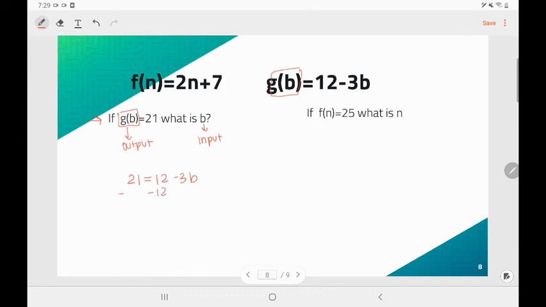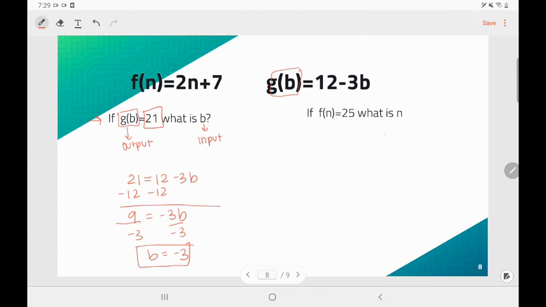So minus 12, 9 is equal to negative 3b divided by negative 3. b is equal to negative 3. So I just determined that if my input is negative 3, my output will be 21.